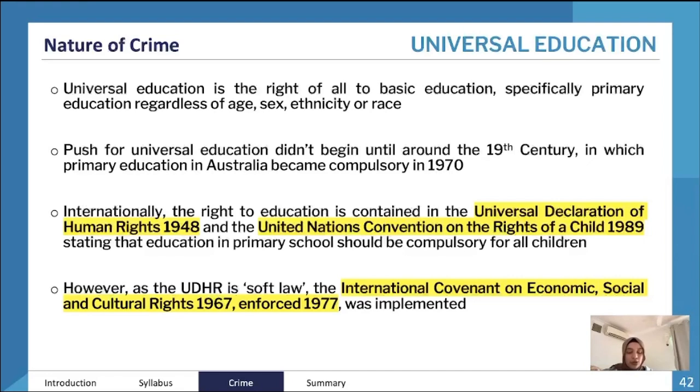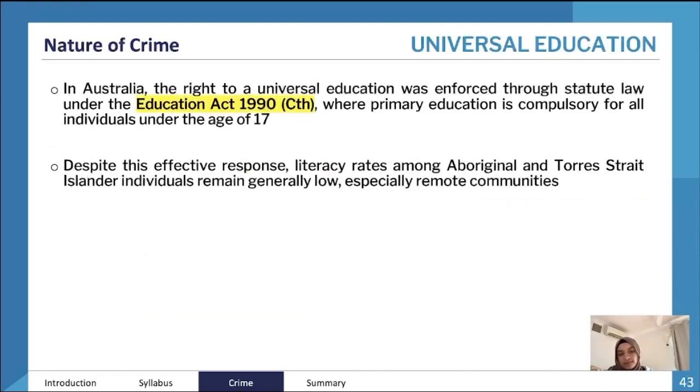Again, soft law. So it was actually enacted into the International Covenant on Economic, Social and Cultural Rights of 1967. In Australia, the right to universal education was enforced through statute law, which is legislation, under the Education Act of 1990, where primary education is actually compulsory for everybody under the age of 17.